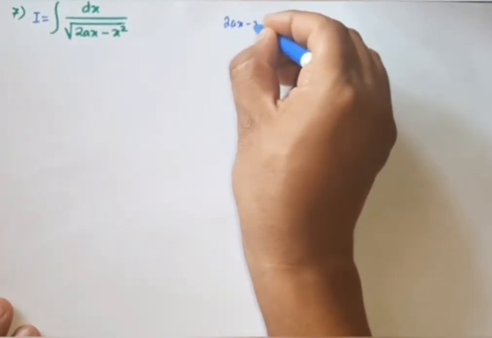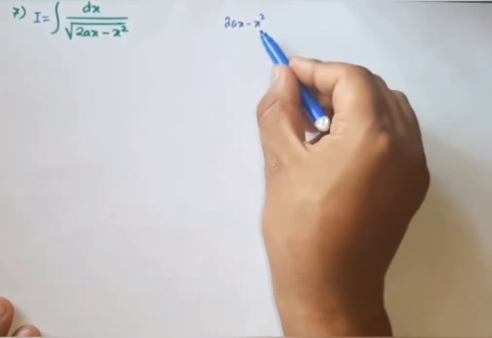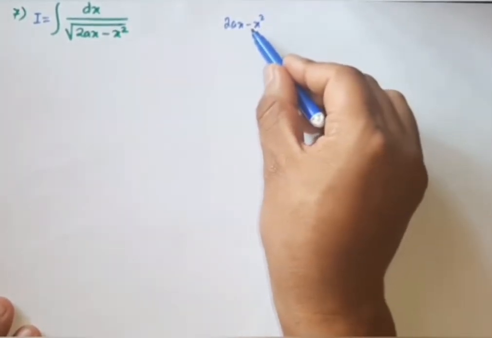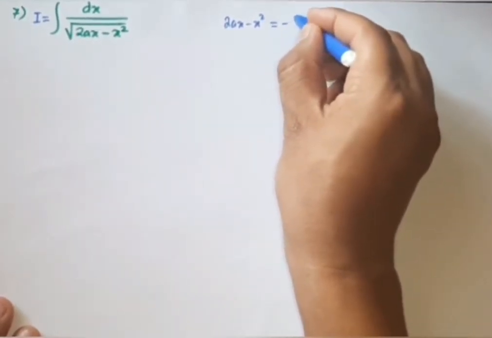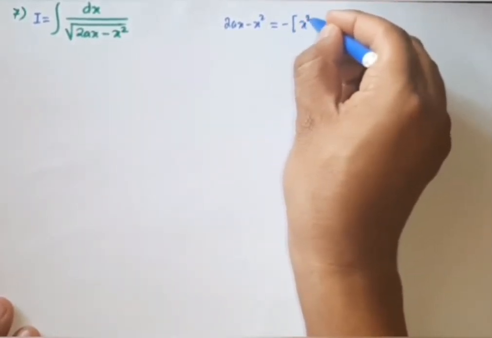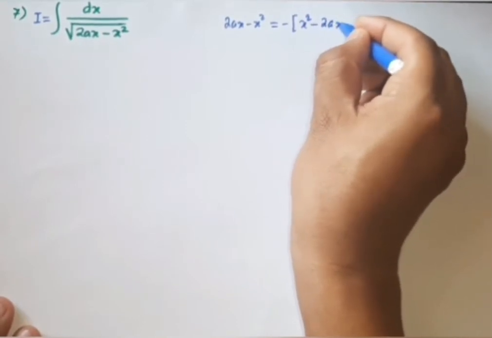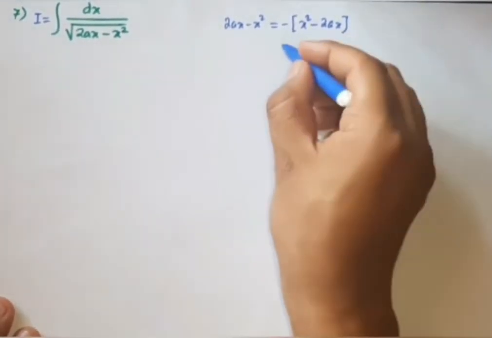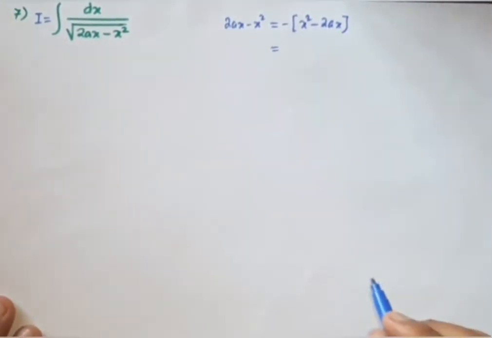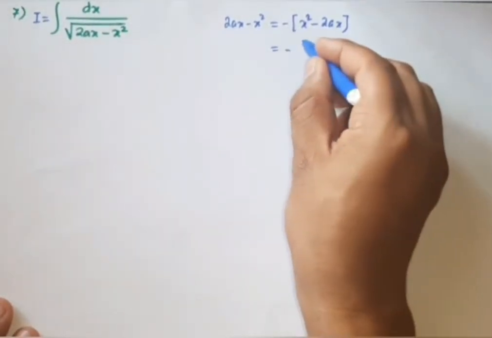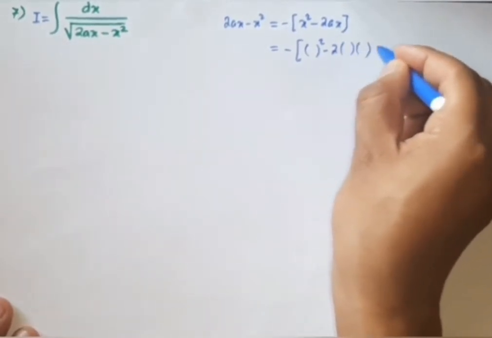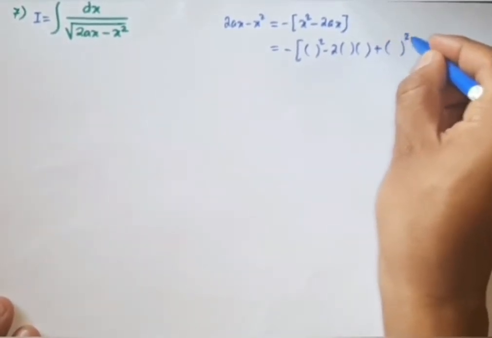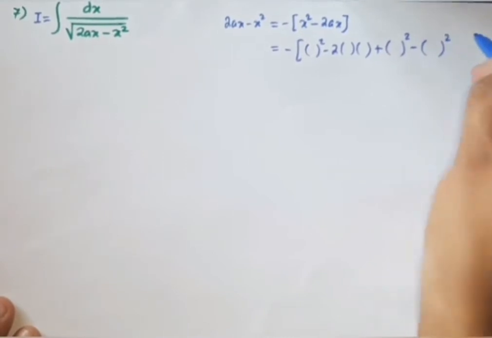So we have 2ax minus x squared. Now what is a here? That is the coefficient of x squared, it is minus 1, right? So minus 1 has to be kept common. So let me write minus outside, so it becomes x square minus 2ax, right? So to express this as a sum or difference of two perfect squares, I'll write a square minus 2ab plus b square minus b square.